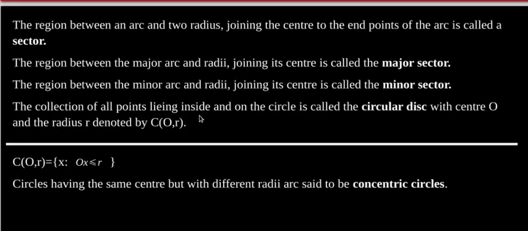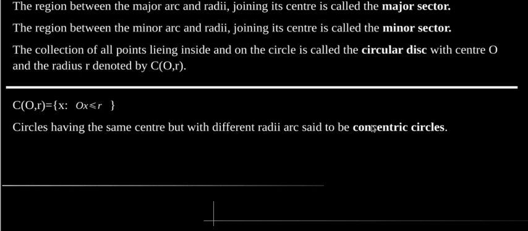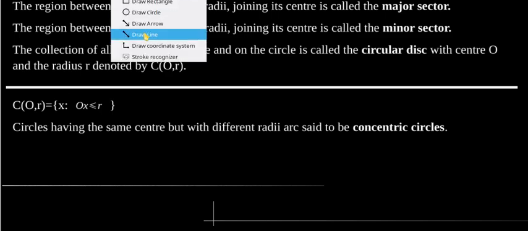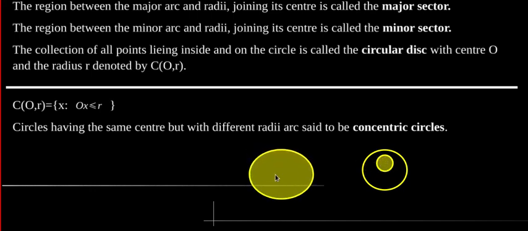So it is about major sector and the minor sector. Next, circular disc. Circular disc is the collection of all points lying inside and on the circle. Collection of points lying inside and on the circle is called circular disc. The circular disc means the collection of points inside as well as the collection of points on the circle.